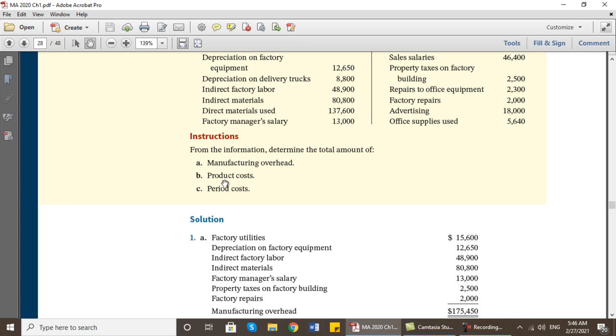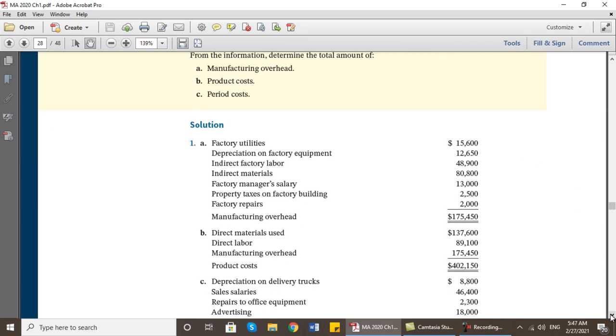Again, product cost. Product cost, as you know, three things: direct material used, one account; direct labor, one account; plus total manufacturing overhead. So, product cost 402,150.